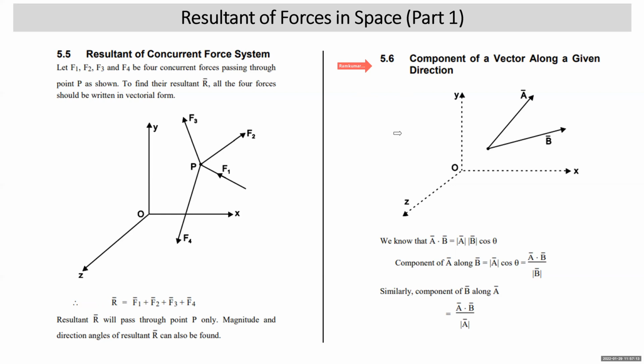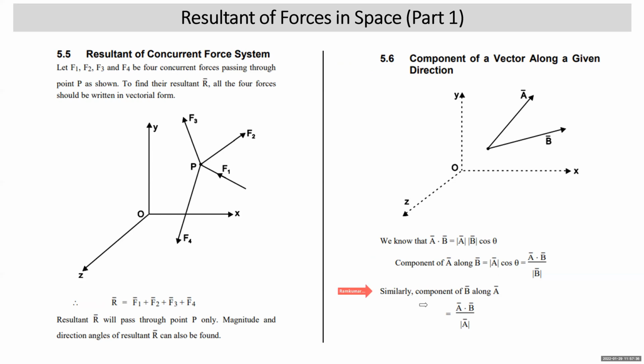Next, we understand component of the vector along the given direction or some other direction. Suppose here you have the two vectors A and B. All right. You all have learned that A dot B is equal to mod of A mod of B cos theta. Suppose you want to find component of A bar along B bar. So what will be that? That is equal to mod of A cos theta. That means A dot B upon mod of B.